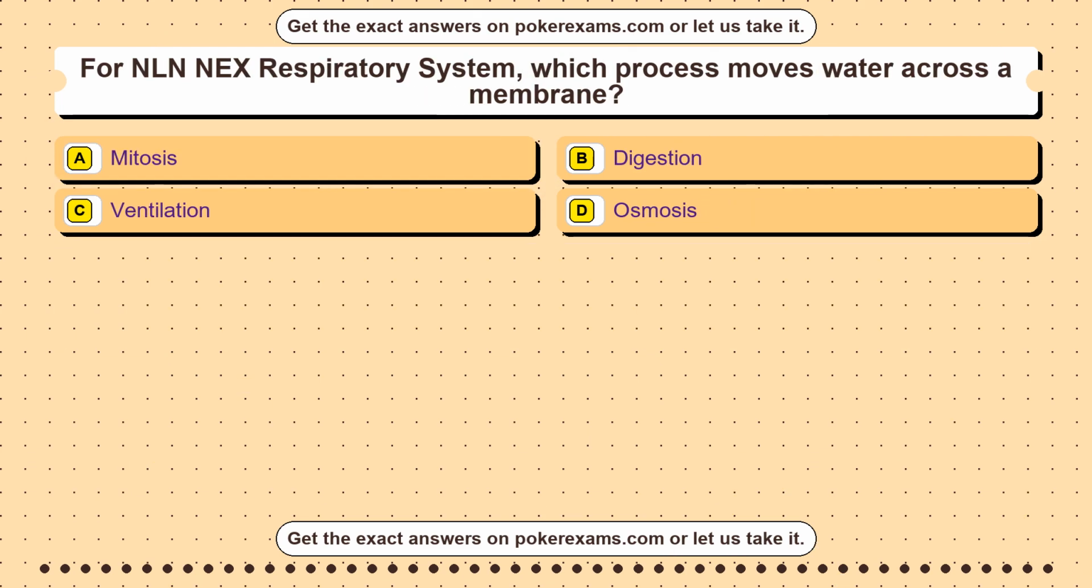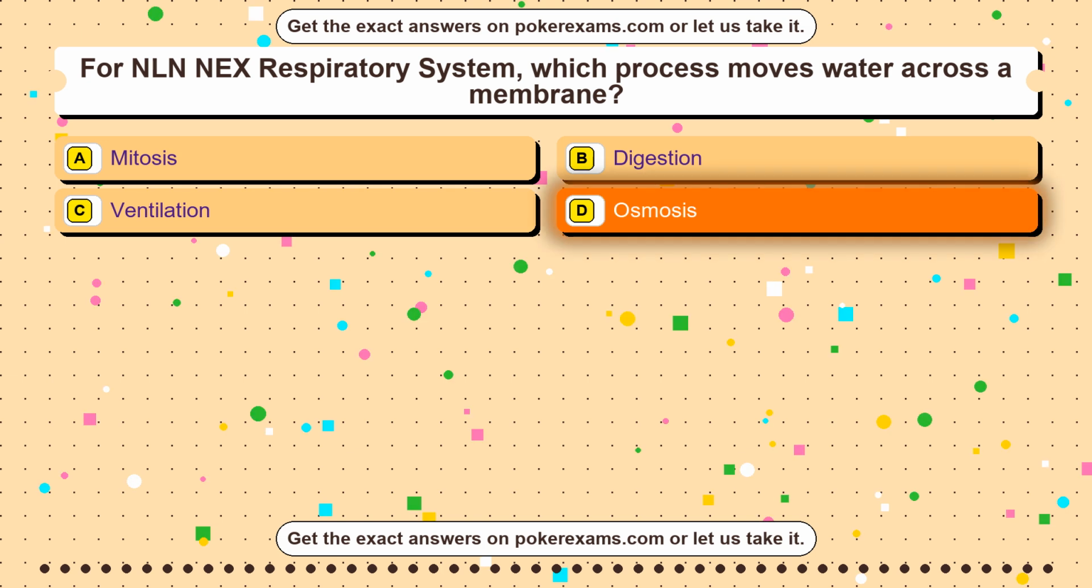Question 42. For GED reading comprehension practice, which substance is made of atoms bonded together? Option A, opinion. Option B, variable. Option C, government. Option D, compound. The correct answer is option D.